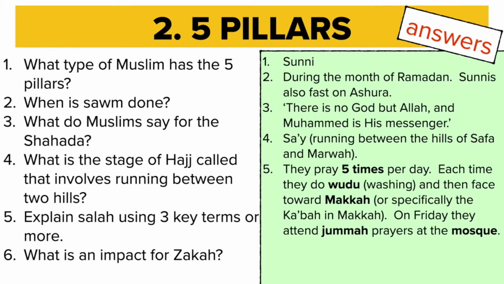Question 5. Okay, so explain Salah using 3 key terms or more. Well, you could have talked about, for the Sunnis, 5 times per day. You talk about facing Mecca. You talk about the fact that they wash beforehand. This is called wudu, or sometimes you could use the English term ablutions, but I think it's better using wudu. Also, wudu is a bit easier to remember.